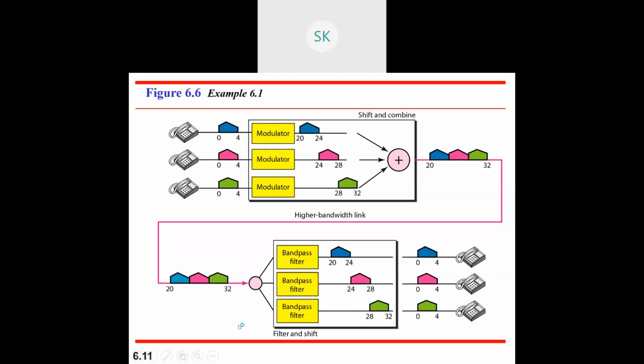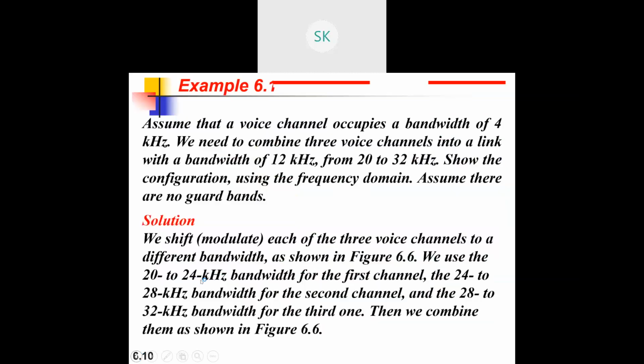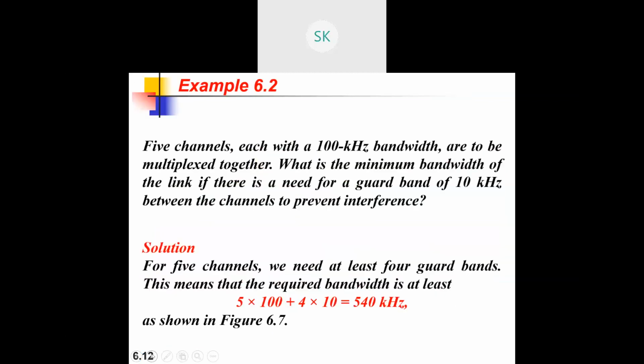Now we need to assume and show the configuration of this using the frequency domain, assuming there are no guard bands. Why is this guard band needed? What is this guard band? Guard band is nothing but a particular gap given between the channels. That is what a guard band is all about. You getting this? Guard band means it is a gap that will be given for each channel. After each channel, if there is a gap, that gap is called a guard band.